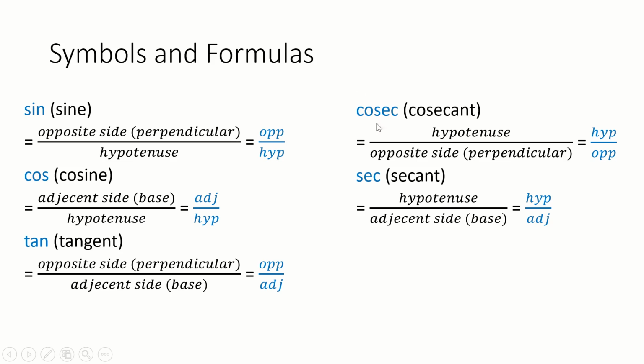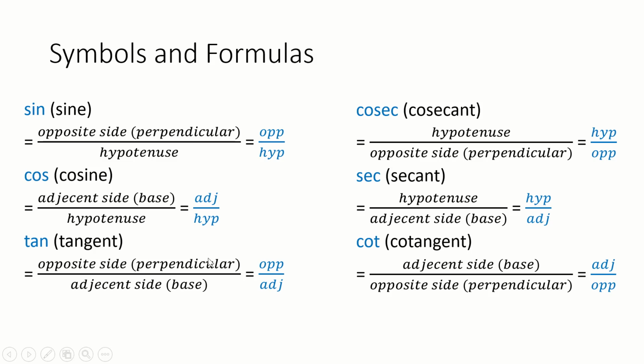Now here you may say we have 5 letters and we said we should have only 3. But if we see the first 3 letters, they are similar to the one for secant. So to distinguish, we use cosec, add 2 more letters, or you can write this as CSC. Now since we have tangent, we are left with cotangent. What is cotangent? Cot. What is cot? The reciprocal of tangent. So what we'll have is adjacent side over opposite side.